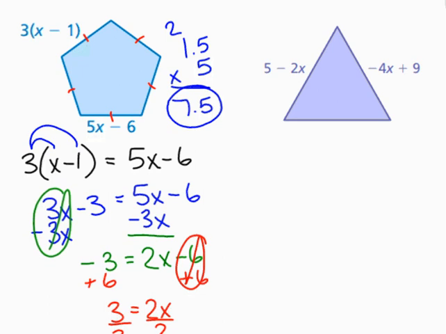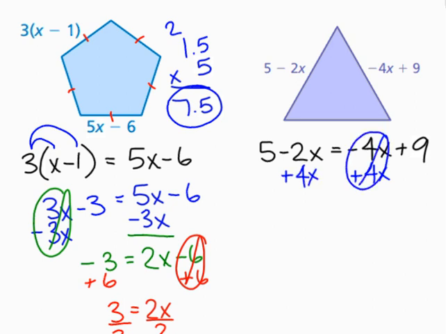Okay. For the regular triangle, that's also an equilateral triangle. It's also isosceles. We're going to set up 5 minus 2x and set that equal to -4x plus 9. Okay, variables together first. So I am going to add 4x to both sides. That'll give me a positive coefficient in front of x. So 5 minus 2x plus 4x is positive 2x. So 5 plus 2x equals 9.